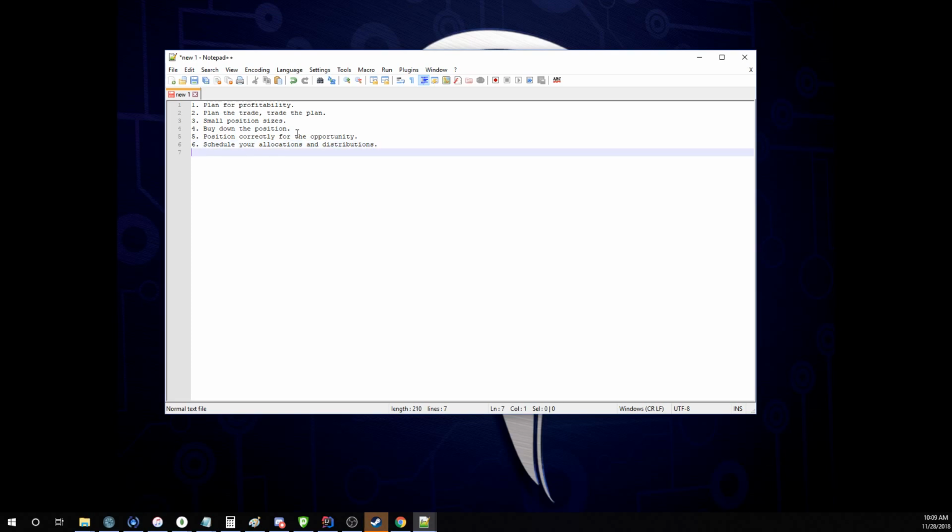Okay. What that means is that if you know that something is going up or down over a time frame, and you're going to be buying when it goes down and selling when it goes up, well, you know what your schedule of allocation and distribution is. It's this when it goes down and this when it goes up. Number 7, automate as much of this as you can because it's exhausting.